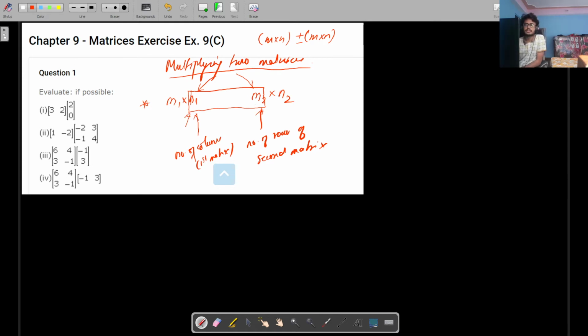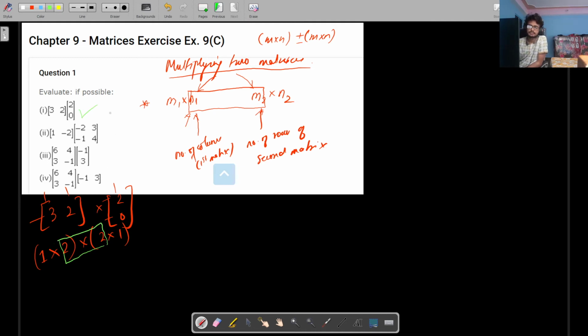So let's try to find whether these multiplications are possible or not. In the first case, we have 3 and 2 as the matrix, multiplied by 2 and 0. The first has one row and two columns, so it is a 1 by 2 matrix, and you are multiplying it with a 2 row, 1 column matrix. For multiplication to be possible, these two numbers should be equal. So yes, multiplication is possible in this case, right?